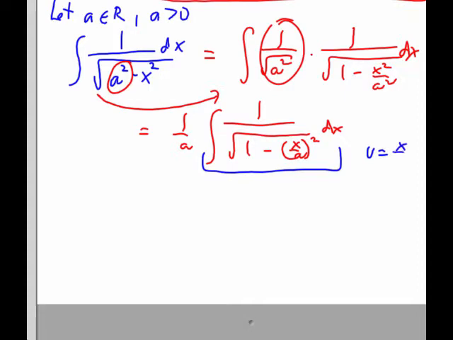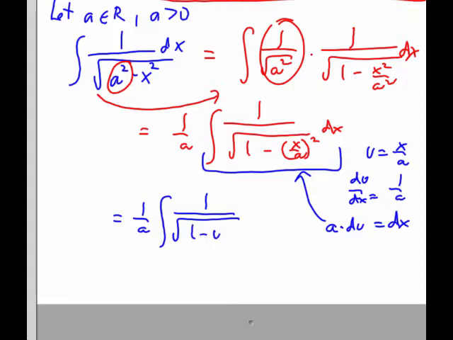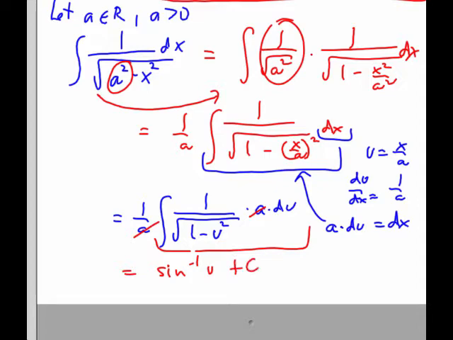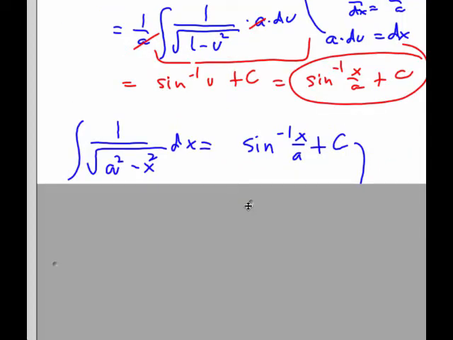So if u was x over a, du dx would be 1 over a. Isolating for dx, I would get dx to be a times du. Doing my substitution back, 1 over a integral 1 over root 1 minus u squared times dx, which is a times du. After all that, these a's cancel out, and I've got a basic integral here, which is inverse sine u plus c. Substituting back, the integral that I started with is equal to inverse sine of u, which is x over a, plus c. Okay, there it is, nicely put together.